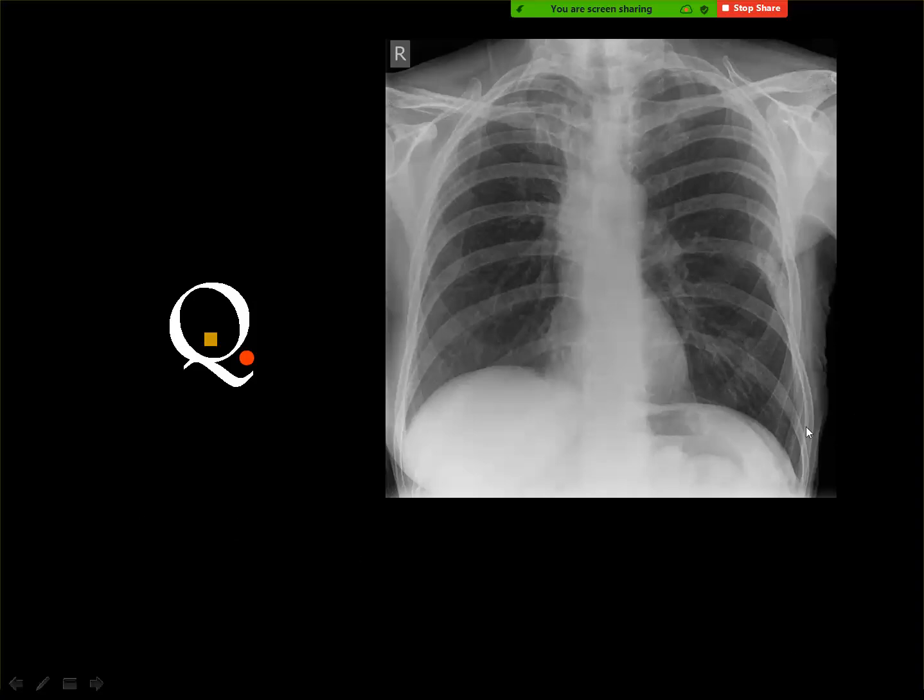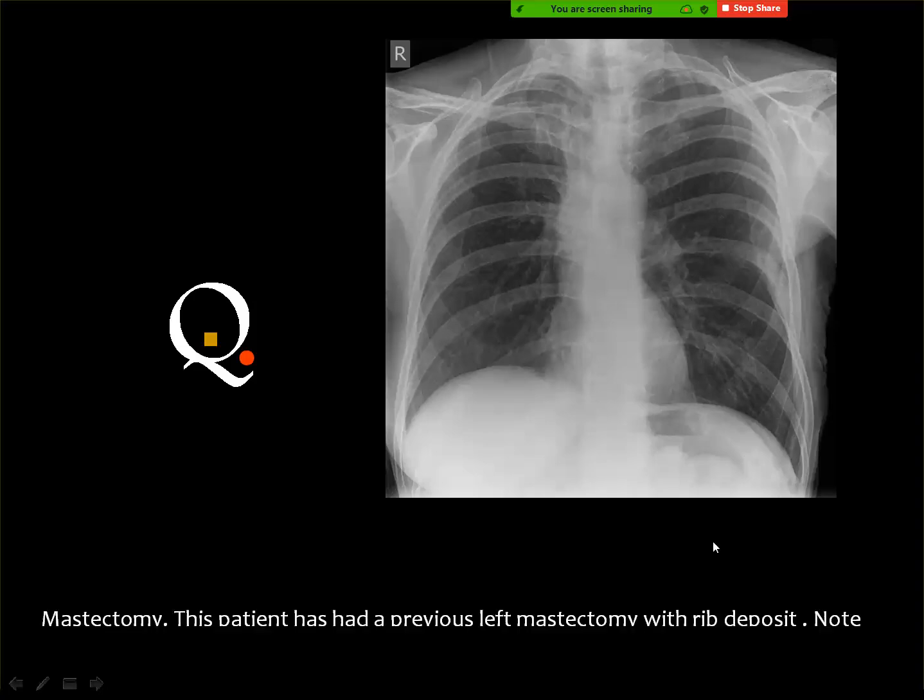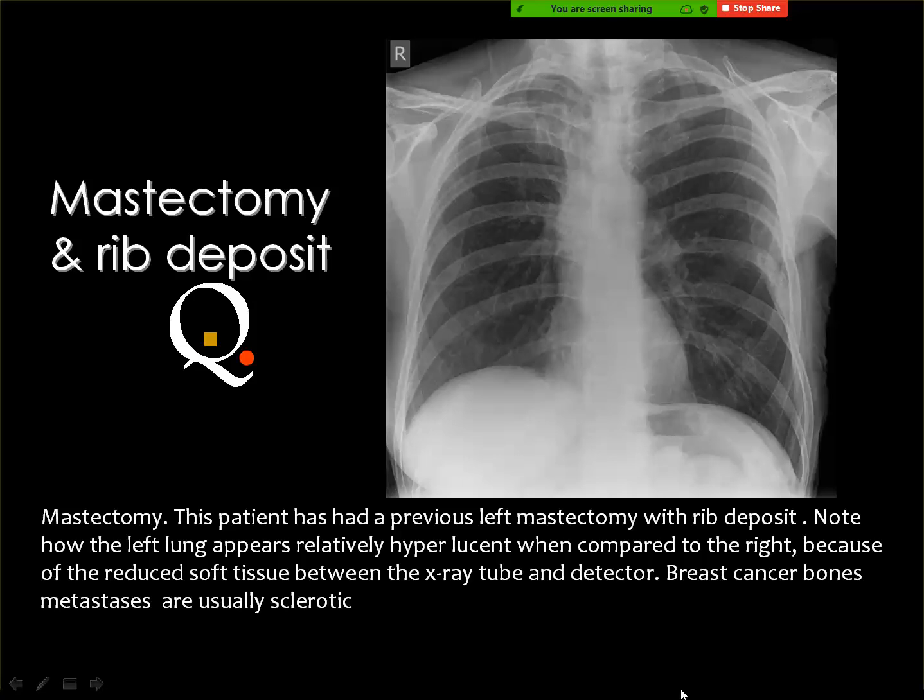Yes, the breast is missing on this side, and you got a sclerotic deposit in this rib. Okay, and I gave you this notice many times before. If you are looking at a chest X-ray or CT of a female patient, look for the breast shadow, especially in the exams. And here there is mastectomy. That's why there is hyperlucency here. And if you look carefully here, you see a sclerotic lesion in this part of the rib, and this was a metastatic deposit.